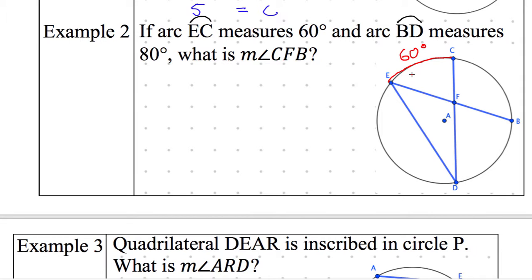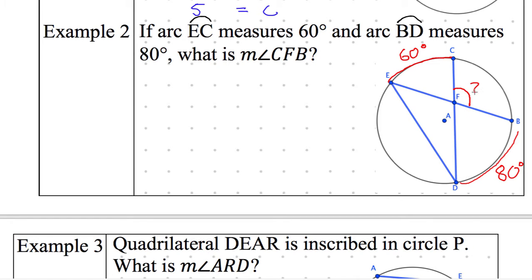And that other arc, BD, so this arc over here, measures 80 degrees. Label that one 80 degrees. I need to keep writing my 8s like this. 80 degrees. Somehow, we need to use those 2 facts and this diagram to find the measure of CFB, CFB right here.